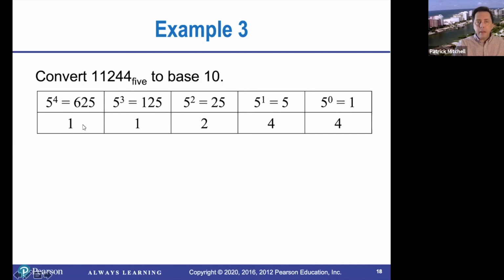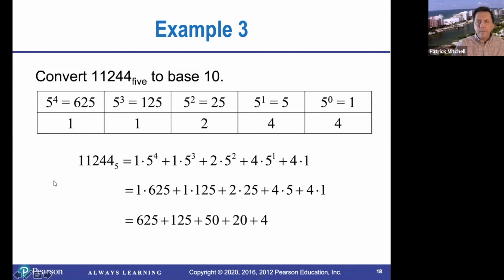Fill those in underneath and then write it in expanded form. So this number 11244 in base 5 represents the number 1 times 5 to the 4th plus 1 times 5 to the 3rd plus 2 times 5 squared plus 4 times 5 to the 1st plus 4 times 1, which comes out to 824 in base 10.